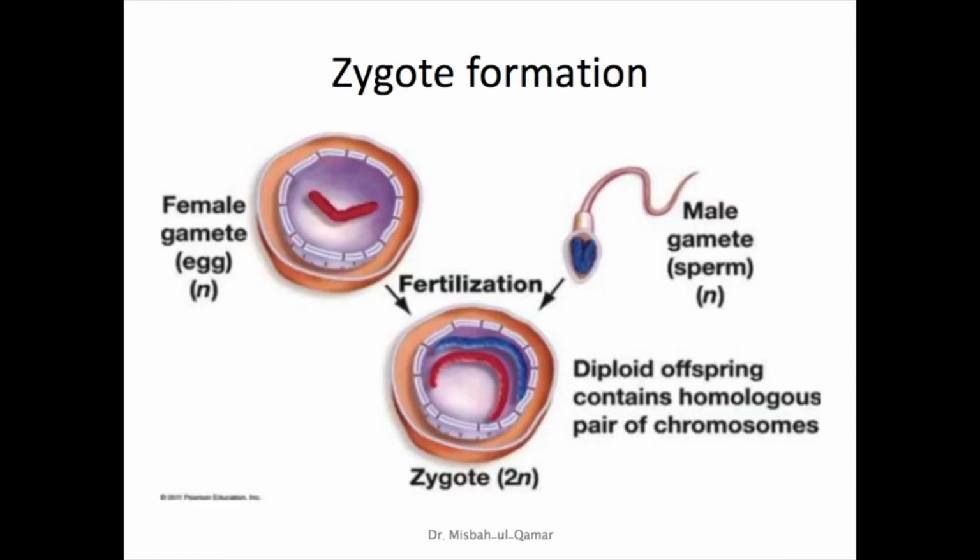Zygote is formed after the egg has been fertilized by the sperm and the chromosomes are merged from both the gametes. And there is production of embryonic cells at 4 days after fertilization, which lasts for only 4 days in total. On the fifth day, it becomes a blastocyst.